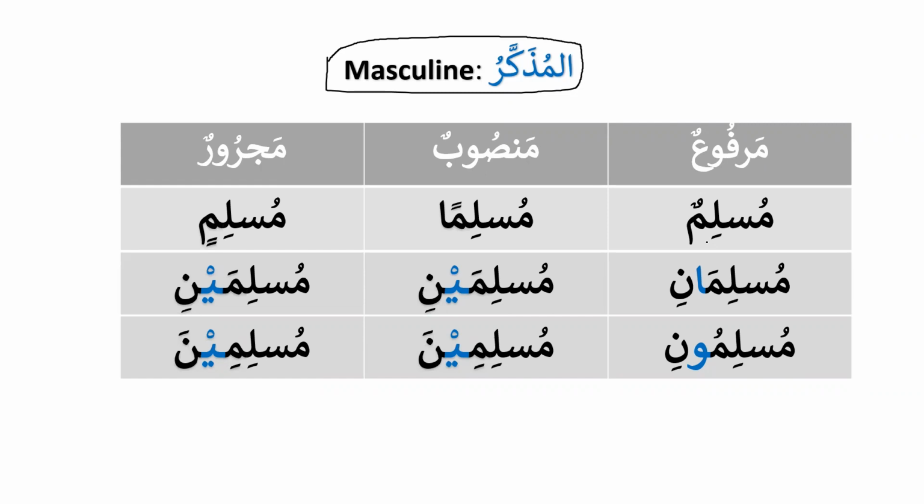So for the masculine, we have marfu'un, mansubun and majroorun. We have muslimun, musliman and muslimin. Here we need to know something: when we have musliman, there is a requirement that an extra alif has to be added over here. That is the requirement. So Muslimun, there is no extra alif. Muslimin, there is no extra alif. But when it is Musliman, there has to be an extra alif, and this is a requirement.